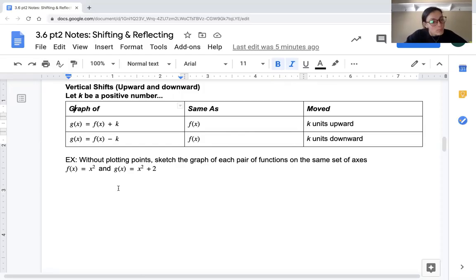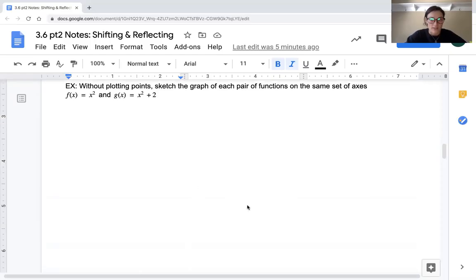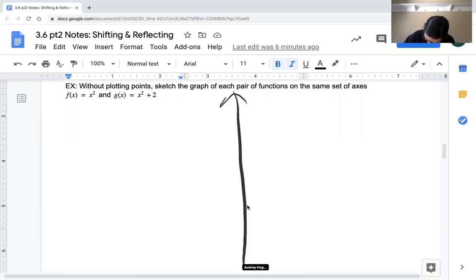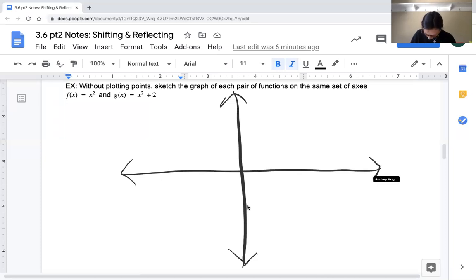So anyway, without plotting points, sketch the graph of each pair of functions on the same set of axes. So f of x equals x squared and g of x equals x squared plus 2. So I'm going to start by drawing my very best set of axes. So it's going to be like 1, 2, 3, 4, 5, 1, 2, 3, 4, 5, 1, 2, 3, 4, 1, 2, 3, 4. Okay, so first thing, f of x equals x squared.